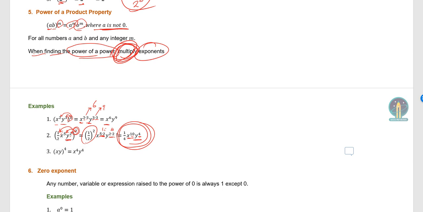Here's another example. So x, y, all to the 4th power. So again, the 4 distributes to both items in the term, which are x and y. So you have x to the 4th, and then y to the 4th. And they're multiplied.